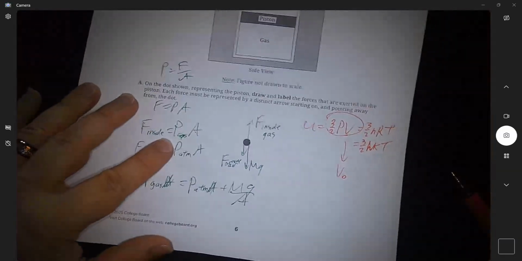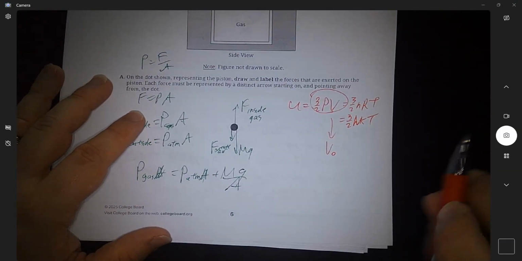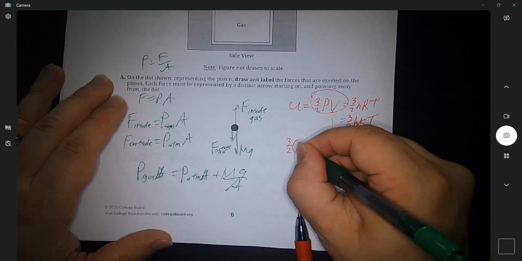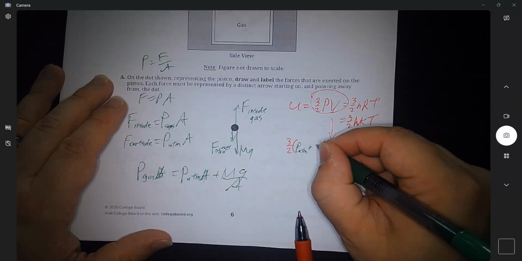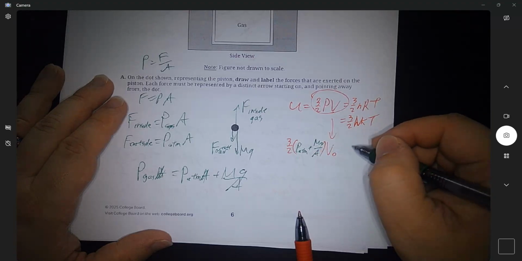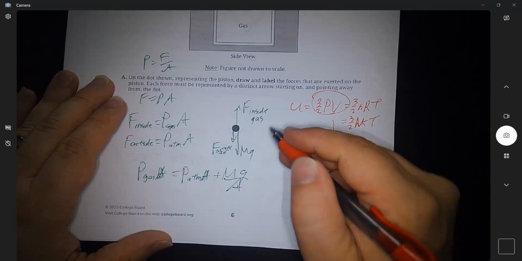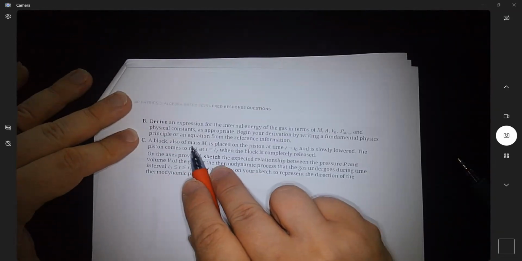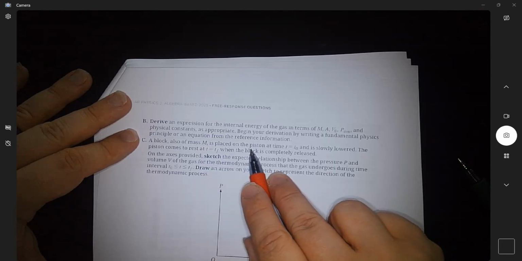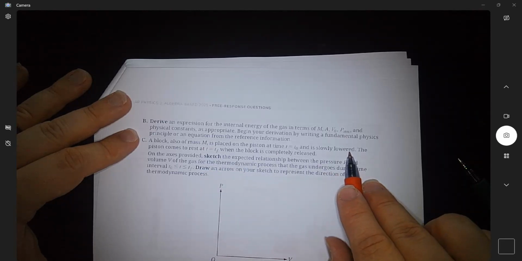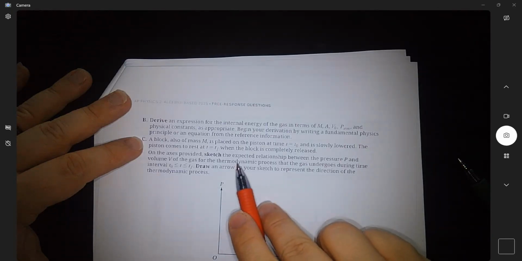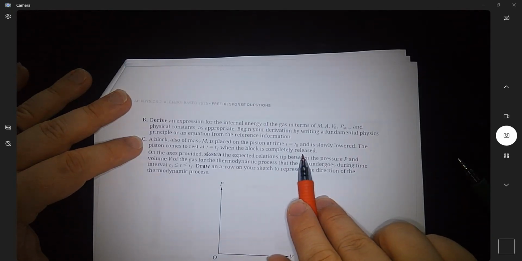Yes, it is. So then this will be 3/2 times, in the parentheses, P of the atmosphere plus the extra pressure added by the piston's weight. The piston's weight adds its own extra pressure. The block, of mass M, is placed on the piston at time t naught and slowly lowered. The piston comes to rest at time t final when the block is completely released.